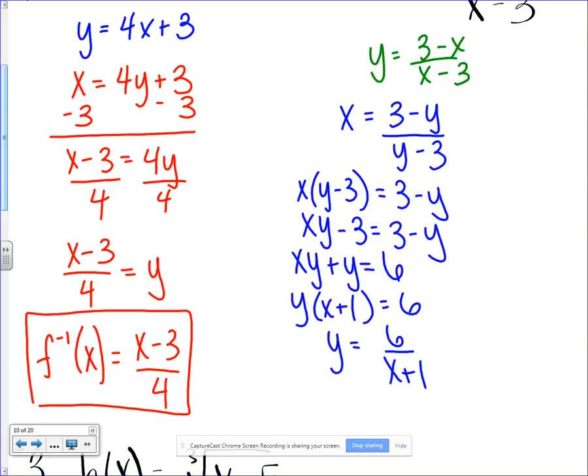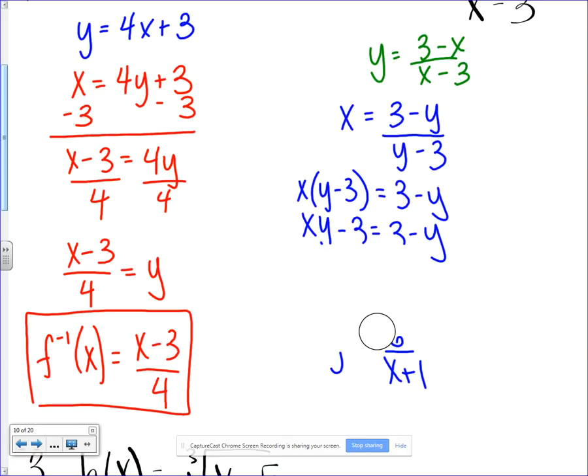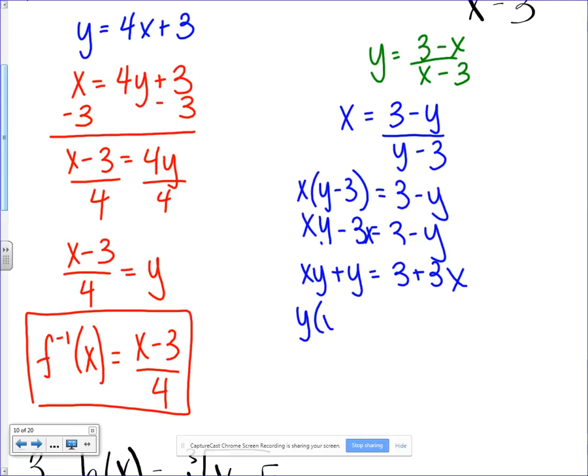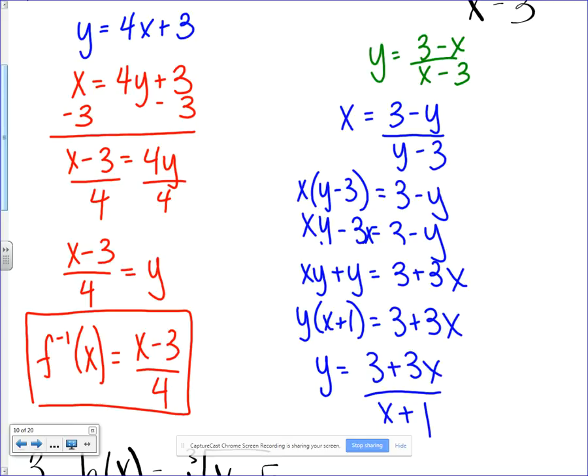oops, I forgot to distribute way back here. Back up the bus here. There should be an x on here. So now we're in business. It looks like that. Of course, you should try and reduce if you can, but you cannot reduce, I don't believe here.